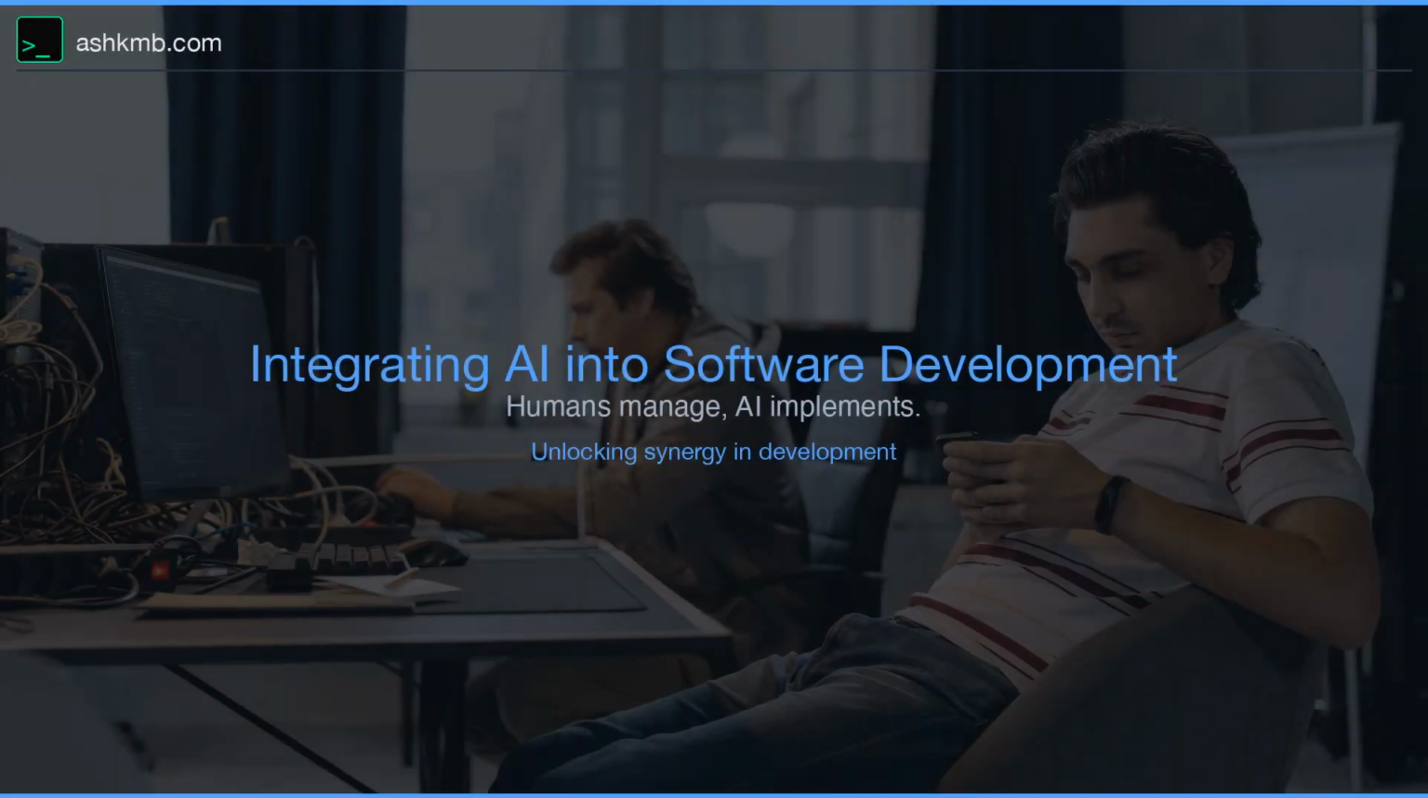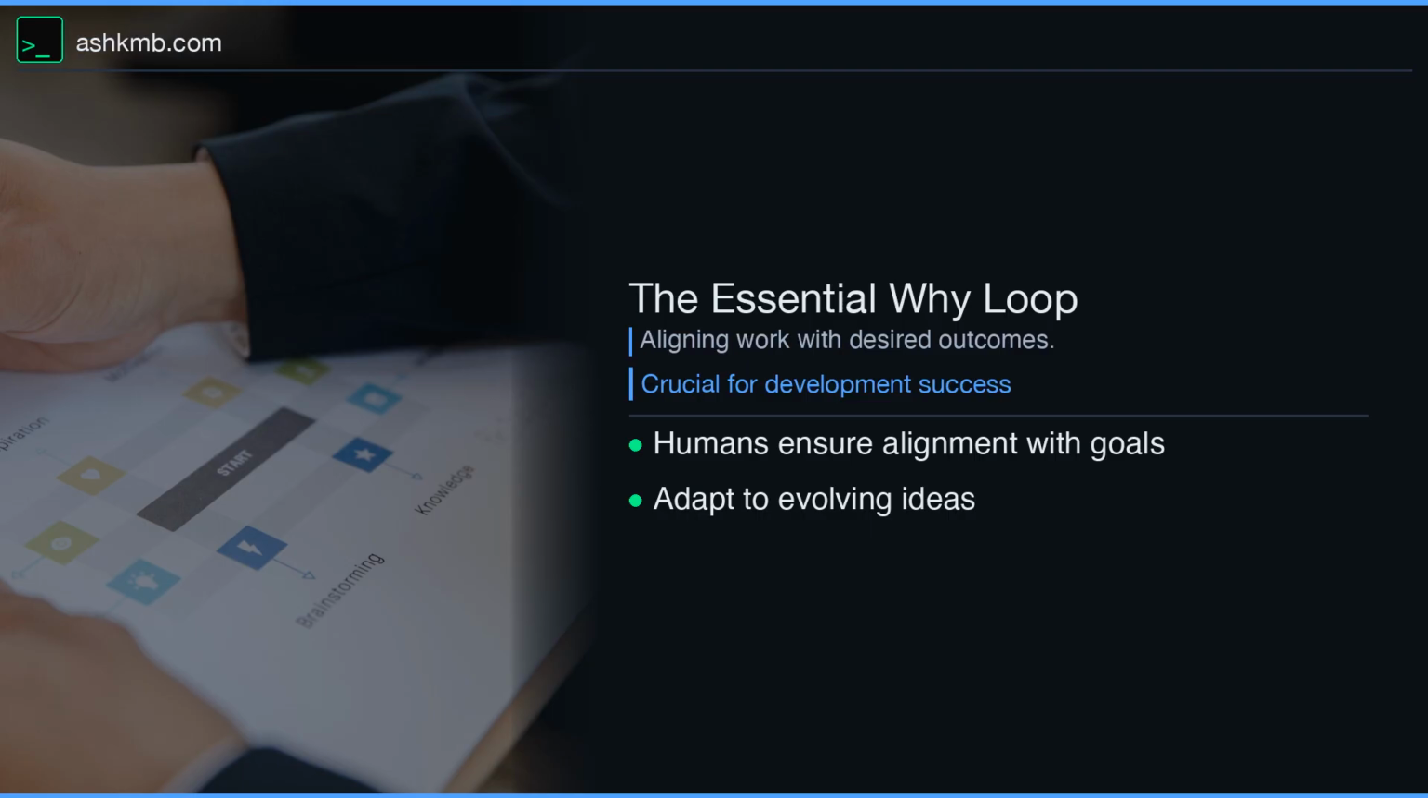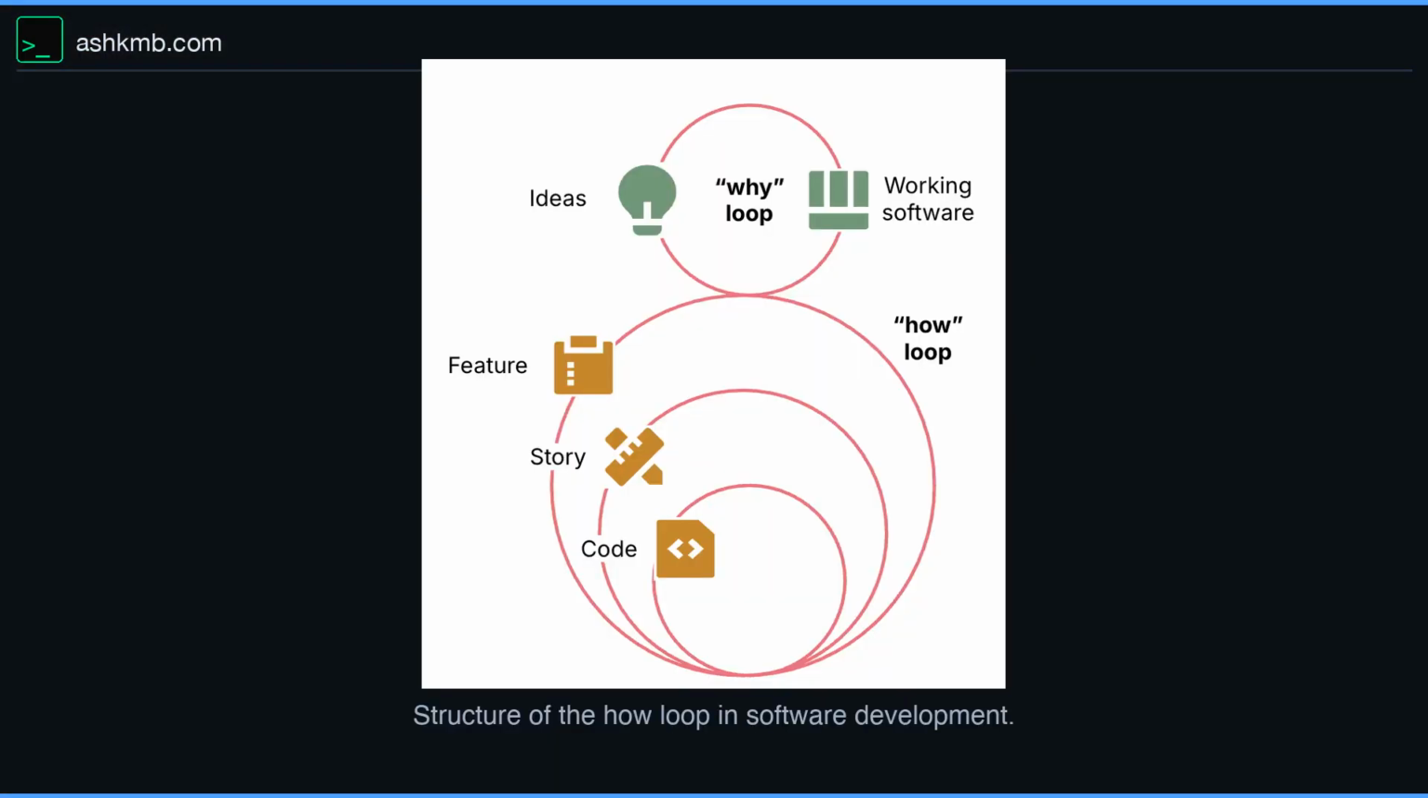Humans should focus on managing the overall software development loop while allowing AI agents to handle the implementation details. The why loop is essential for outcomes in software development. Humans run the why loop to ensure that the work produced aligns with desired outcomes and evolving ideas. The how loop contains multiple levels of work. The outer loop delivers working software, while inner loops focus on generating and validating code.